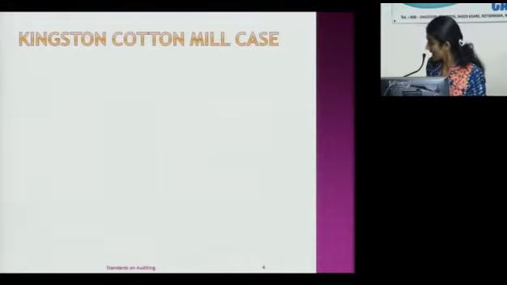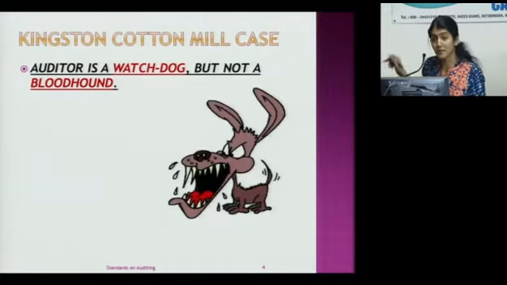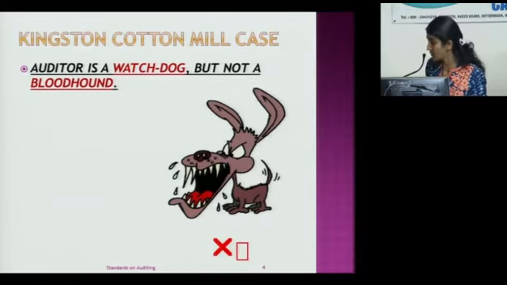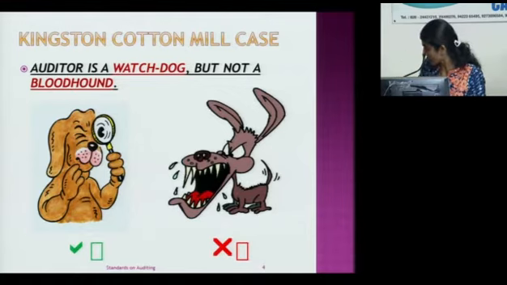So what did we say? Kingston Cotton Mills case: auditor is a watchdog, but he is not a bloodhound. Is he a bloodhound? No, he is a watchdog. You understand? He is a watchdog. What does this magnifying glass indicate in the hand of this dog?